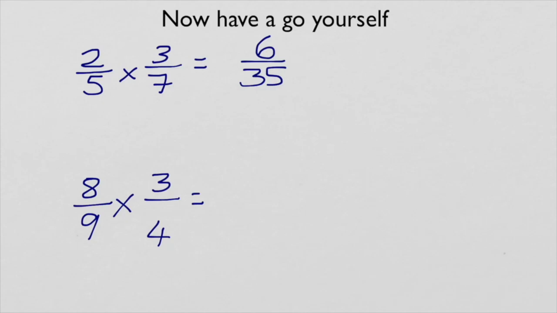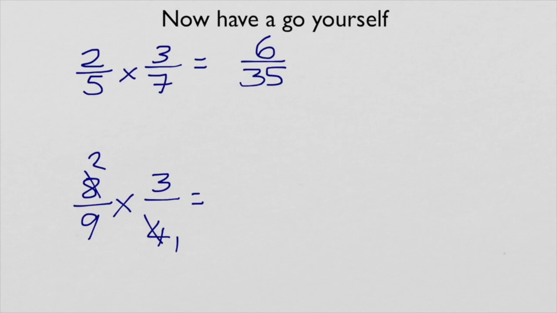Okay, secondly, 8/9 times 3/4. I'm going to try to cross-cancel first. So let's have a look at the 8 and the 4. The biggest factor between those two is 4. So I'm going to cross out the 8. 4's into 8 go twice, and 4's into 4 go once.